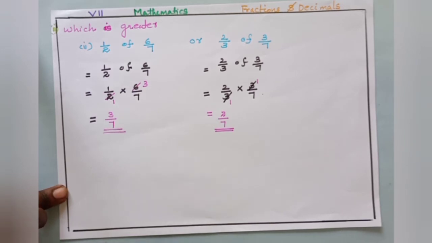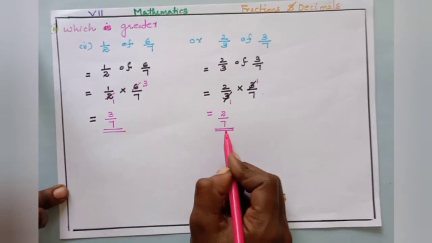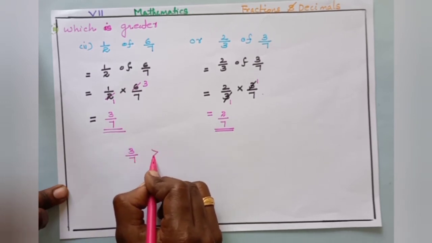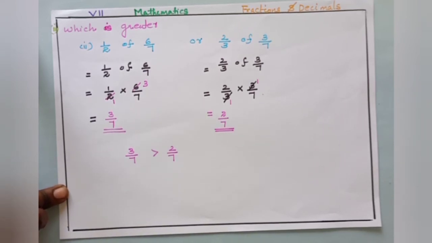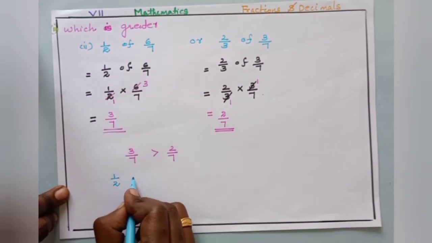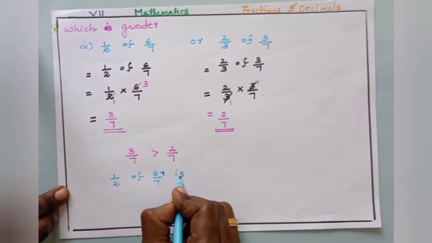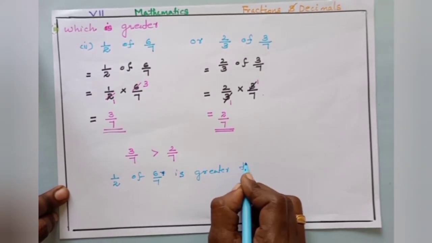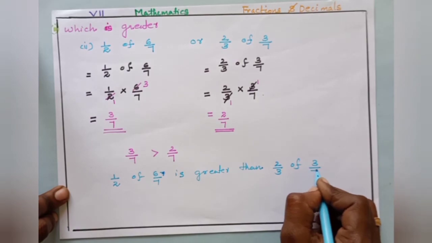Listen students. Comparing this 3 by 7, 2 by 7. Denominator same. So we can easily find out 3 by 7 is greater than 2 by 7. That means 1 by 2 of 6 by 7 is greater than 2 by 3 of 3 by 7.